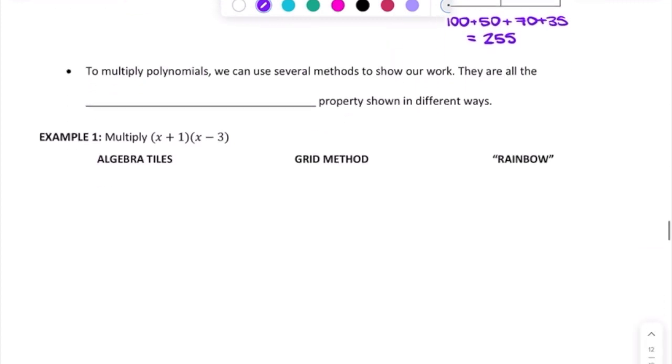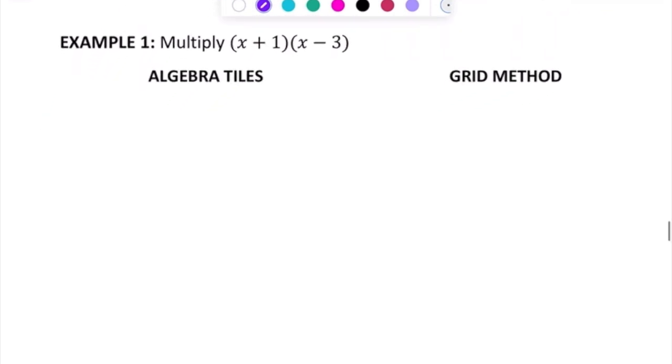Now, similar to how there's different ways to multiply actual numbers, there's different ways to multiply polynomials. The key thing here is that they're all the same method. They're all the distributive property shown in different ways. So algebra tiles, grid method, rainbow, those are just some of the different ways we talked about how to represent my multiplication. So, if I'm taking a look at algebra tiles, I start off with my T-chart.